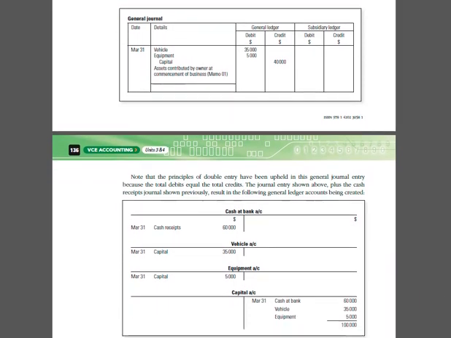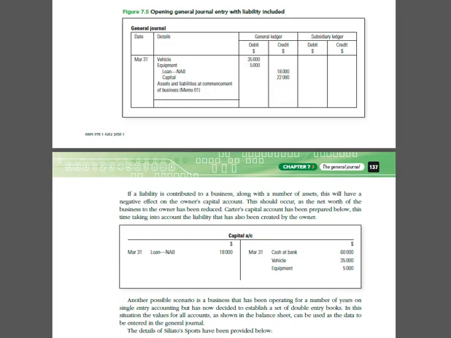The contra entries, or the credit entries, which then balance this out, remember it's double entry, every credit has to have a debit entry, is over here. So we've got our capital is increasing and it consists of cash at bank, vehicle and equipment contributions. So the total balance is $100,000. There are times when there is an opening or a commencing journal entry, and in actual fact the owner is also contributing a loan to the business.